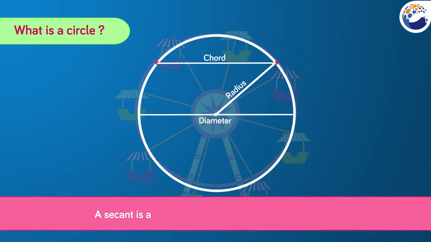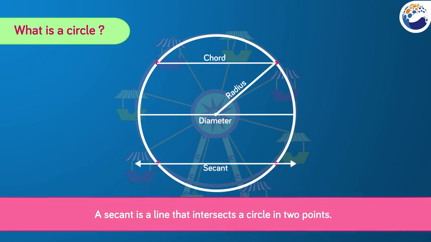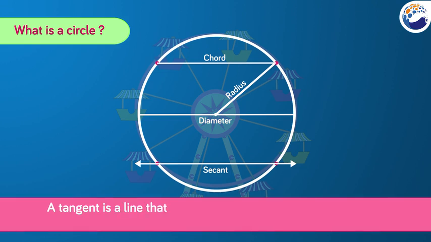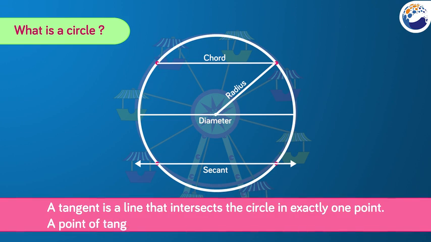A secant is a line that intersects a circle in 2 points. A tangent is a line that intersects the circle in exactly 1 point. A point of tangency is where a tangent line touches the circle.